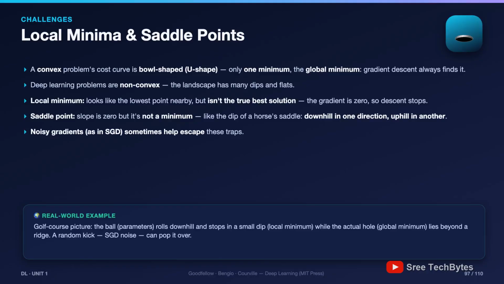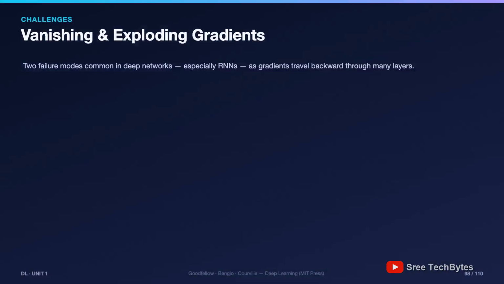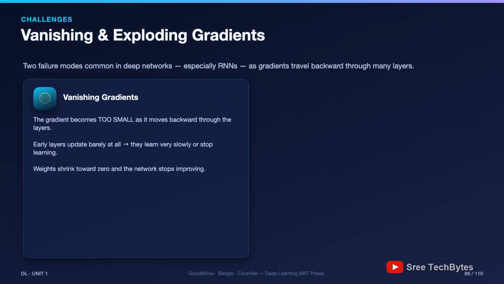Two more failure modes, and these are the deep learning coming back to bite. Vanishing and exploding gradients. The mechanism first, because it explains both. Backpropagation multiplies many layer derivatives together, chained through the depth of the network. Now multiply 50 numbers, each slightly less than 1. 0.9 to the 50th is about 0.5%.